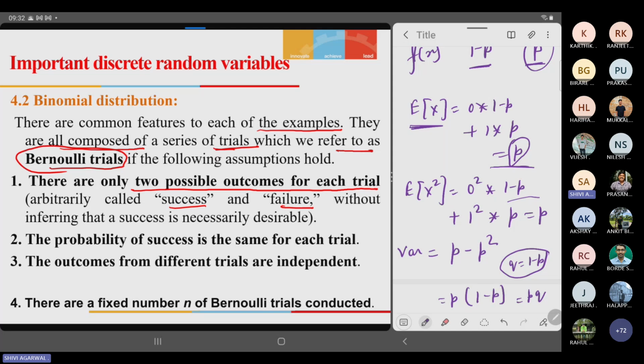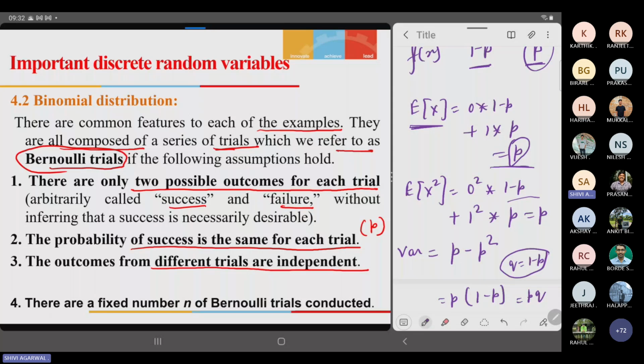Either success or failure. The probability of success is the same for each trial. Say we are calling it P. The probability of success for each trial is the same; it is not changing. And the outcomes from different trials are independent of each other.